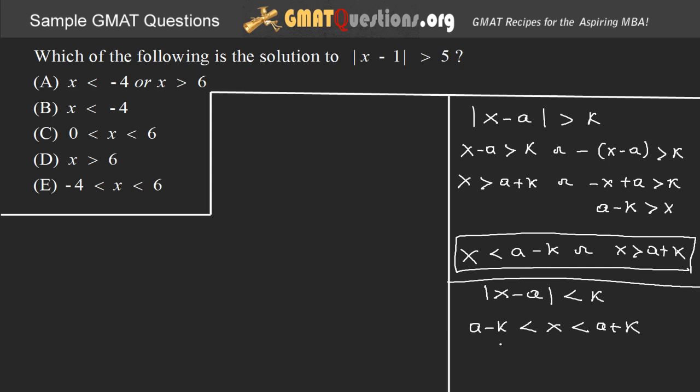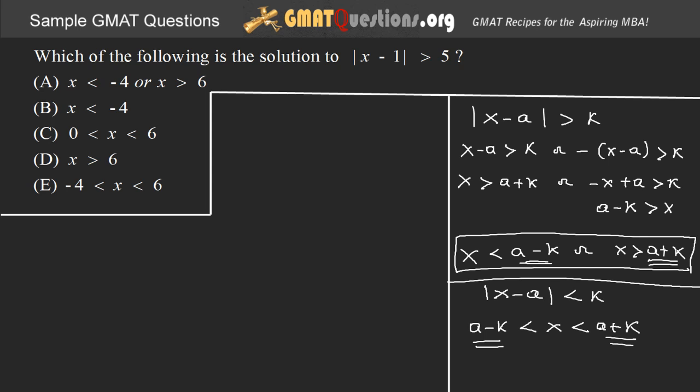I want you to notice the boundaries. The boundaries here are a minus k and a plus k. And you can see the boundaries in the case where you have the absolute value of x minus a greater than k, you have these two boundaries, but also in the case where you have the absolute value of x minus a less than k, you still have the same boundaries. Because this is going to help us solve the question easily. We really need to worry about the boundaries. If you know what the boundaries are, it's straightforward. There is nothing really to do.